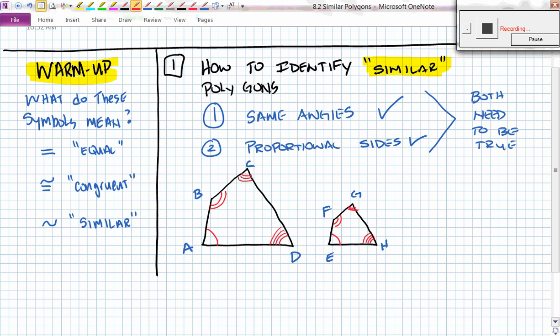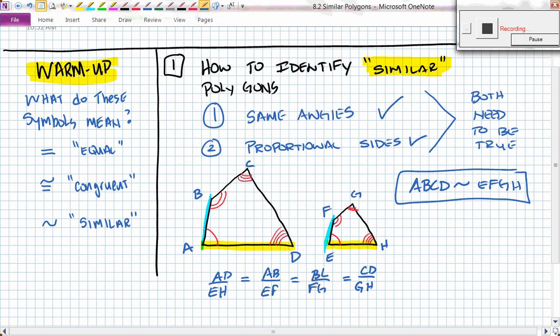So what do I mean by having proportional sides? Here's what I mean. I mean that the length of AD has to be in proportion to EH. So here's how we write that. We say AD is in proportion to EH. And that proportion needs to stand for all of the sides. So my next side here, AB, has to be in proportion to EF. And then I'm going to work my way all the way around the figure. BC has to be in proportion to FG, and finally CD has to be in proportion to what? GH.